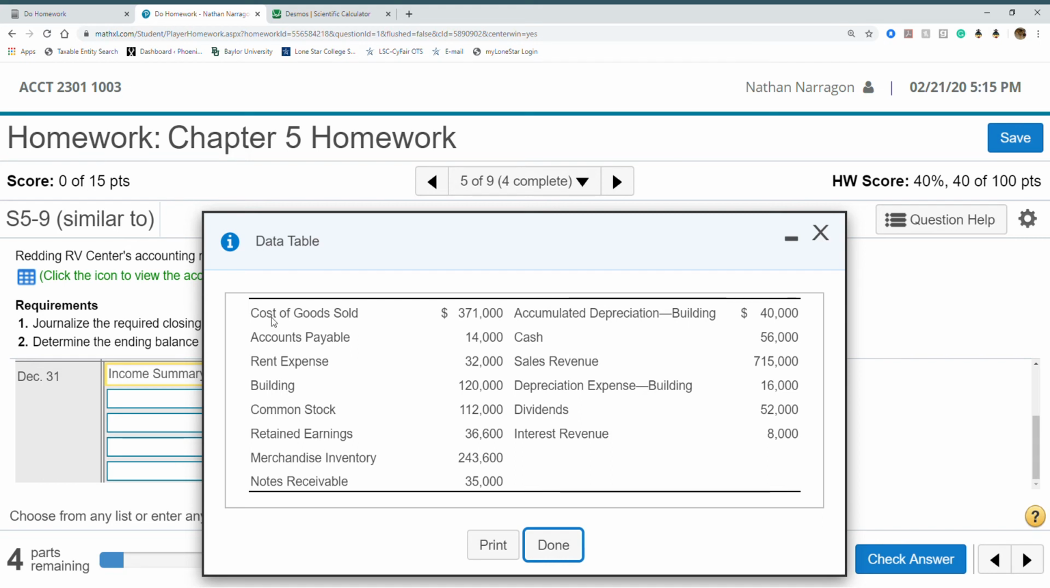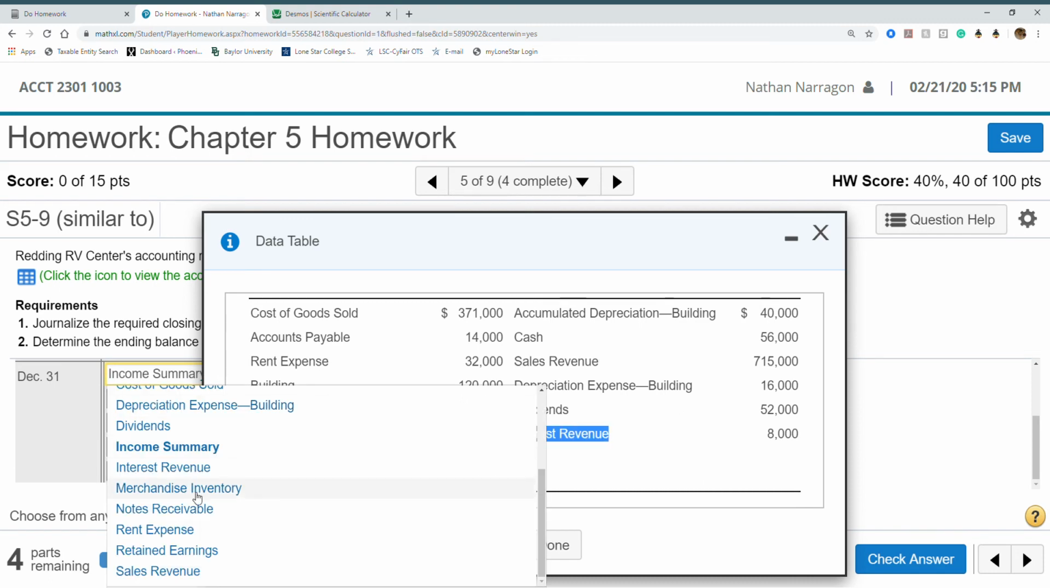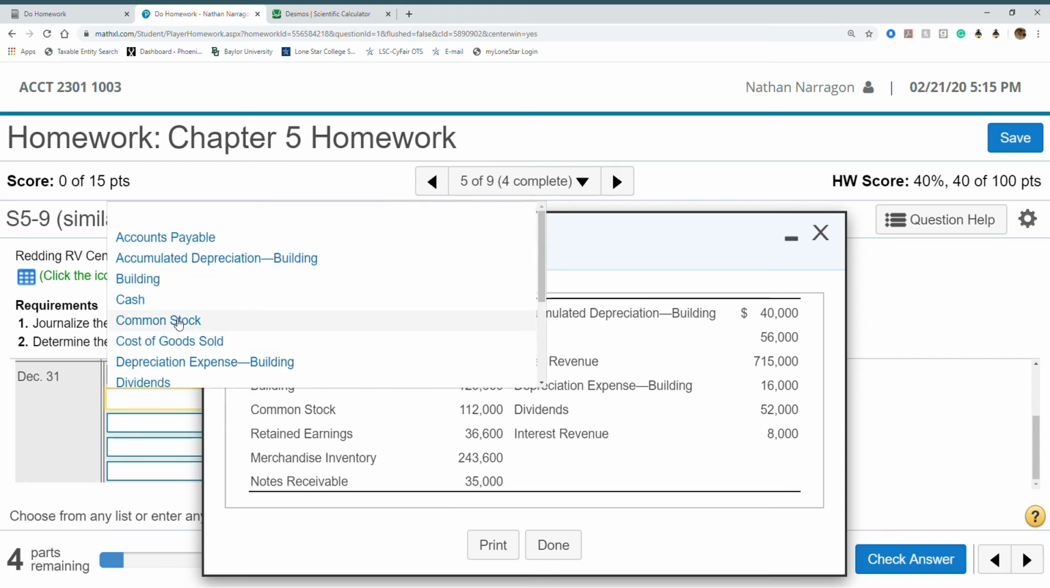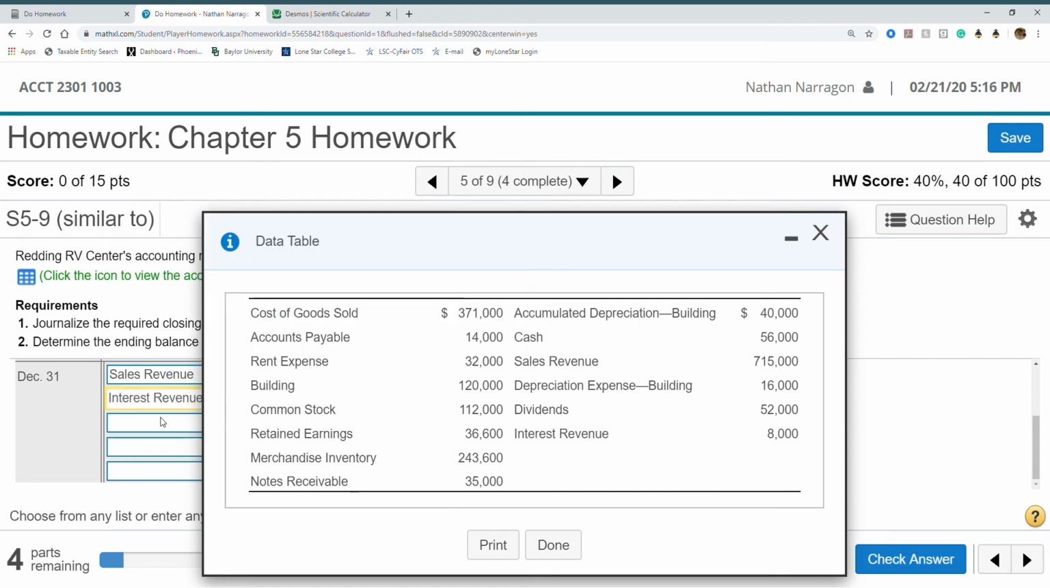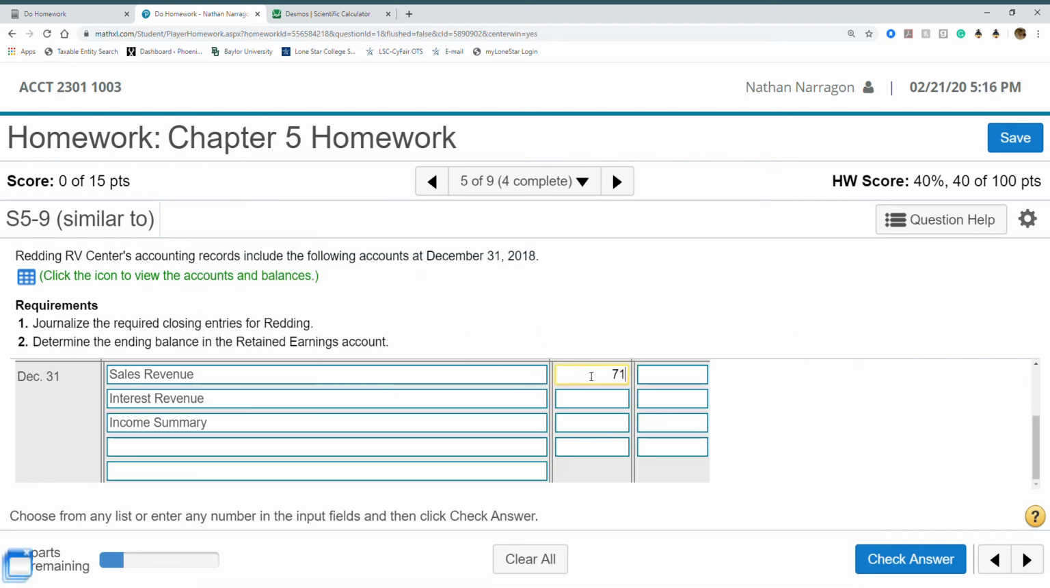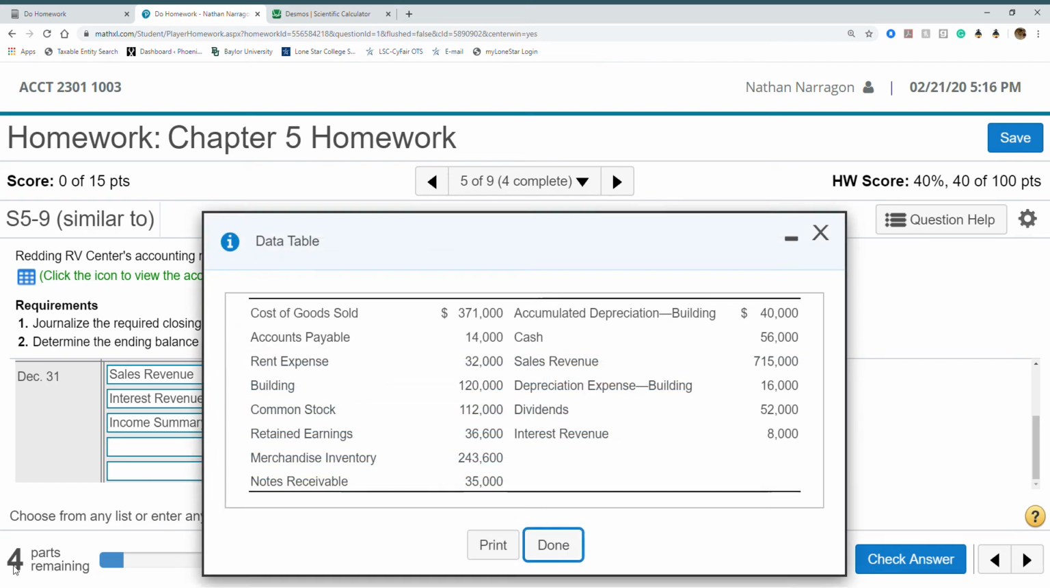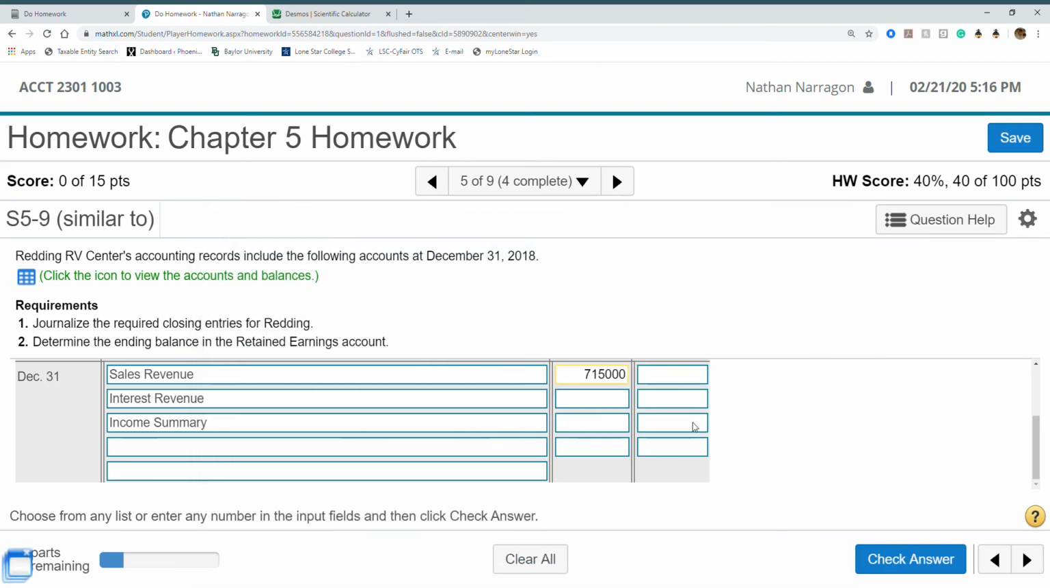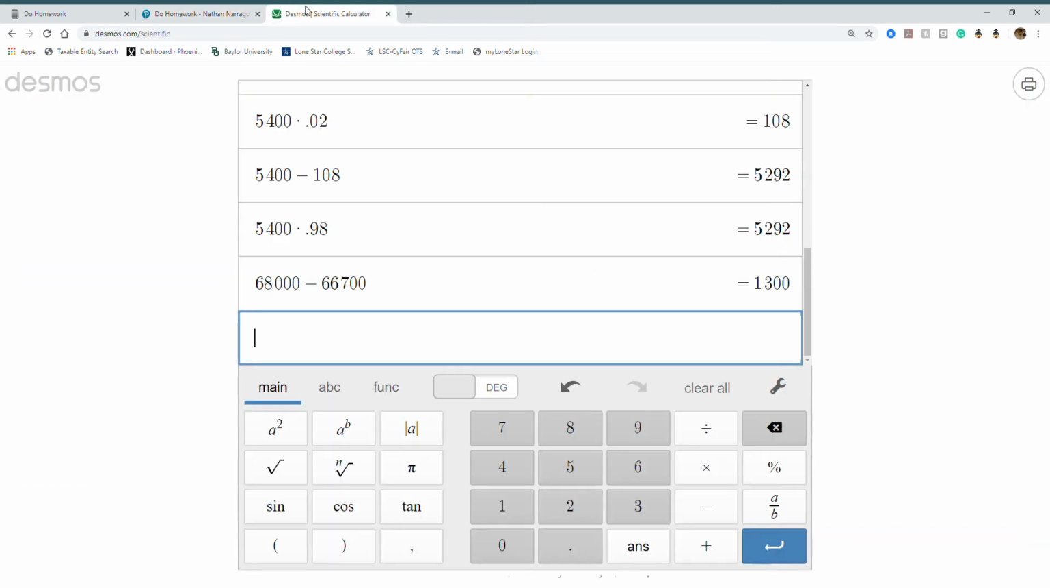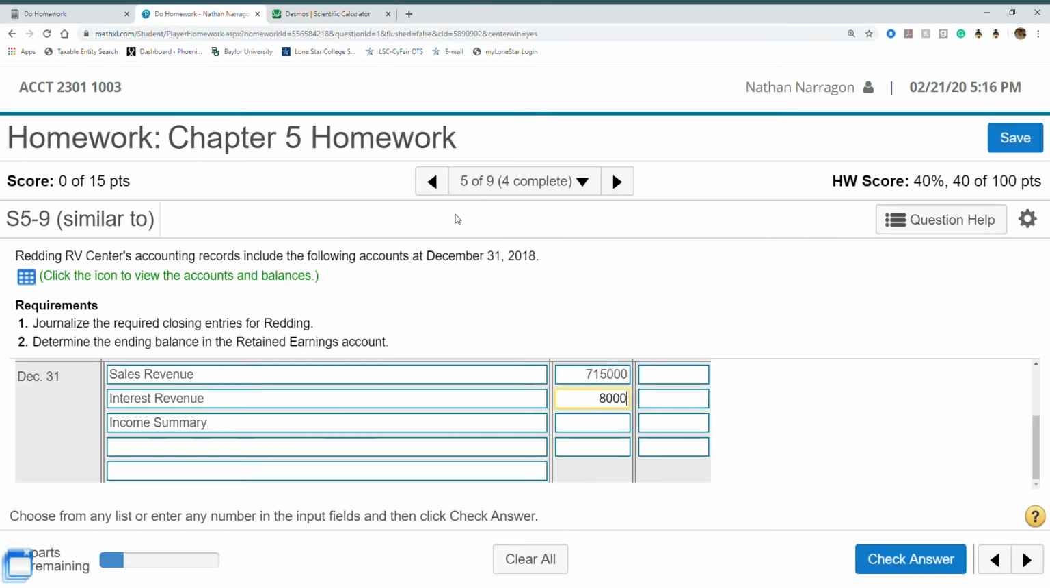Revenue. We got sales revenue and we got interest revenue. So sales revenue first, followed by interest, and then our income summary. So we have 715, then we have 8,000. So we have to add these up to make 723,000.